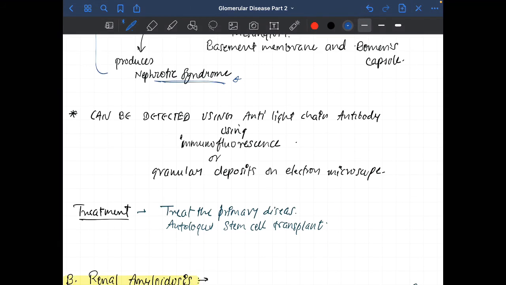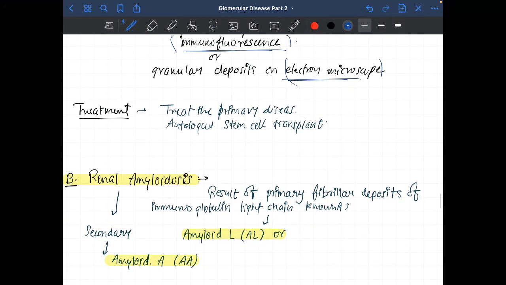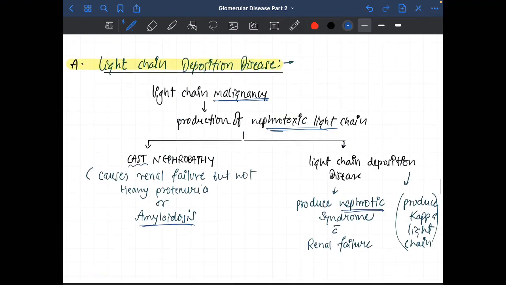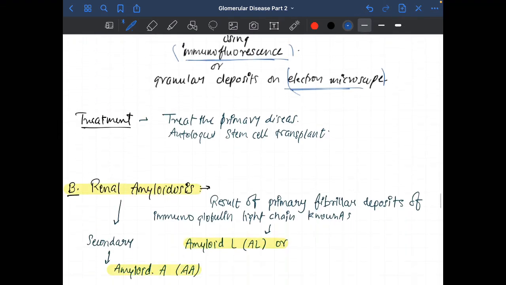Alright. And for this, because there is malignancy of the light chain, there will be so much light chain, so we can see it using anti-light chain antibody with immunofluorescence or deposits on electron microscopy. So we can use immunofluorescence or the electron microscope to see anti-light chain antibody that will be present in light chain deposition disease. Alright.